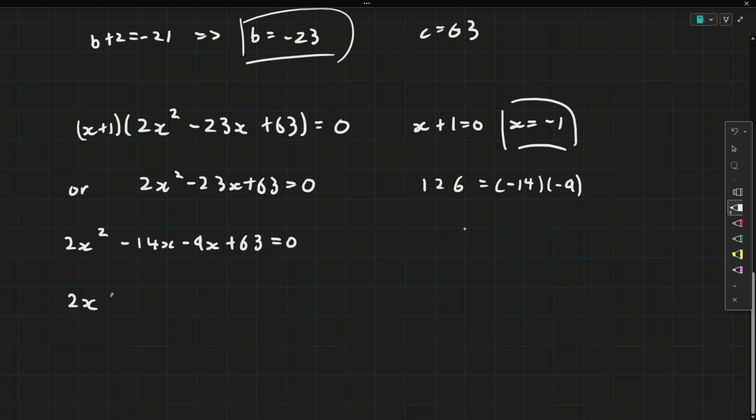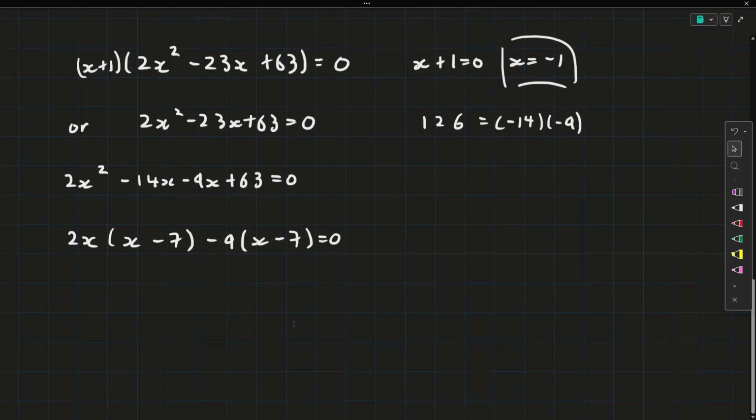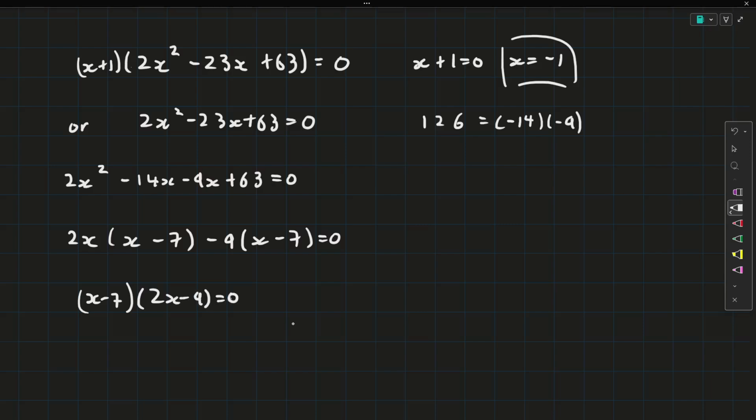We can take a 2x out of these first two terms, and we'll get x minus 7. And then we want to get x minus 7 here, so we don't want to take out a positive 9, we want to take out a minus 9, because then we'll get positive x minus 7 equals 0. If we took out a positive 9, the signs would be switched. So then they both have an x minus 7 in common, and then we're left with 2x minus 9 equals 0. So that means that x equals 7, or x is equal to 9 over 2.